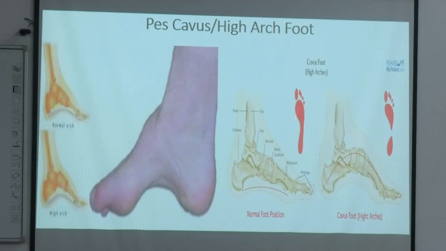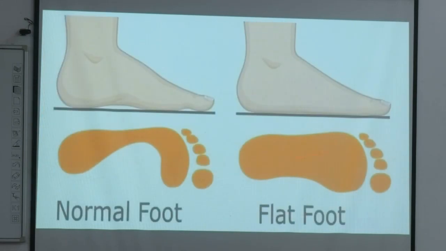Okay, this will be a footprint. The normal footprint is like this, and for the pes cavus or high arch, the footprint will be like this. This part is not present in the footprint. Next, the flat footprint will be like this. This part is also added to the normal foot. So from the footprint you can determine the condition: flat foot, high arch foot, or normal.